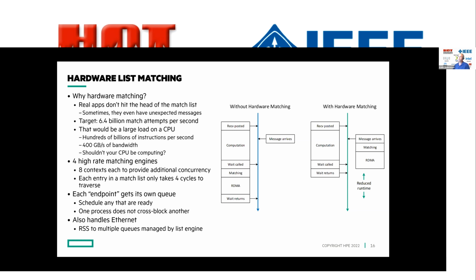We implemented that with 4 matching engines, each of which had a context to provide some additional concurrency. We can traverse a match list entry in only 4 cycles. So there's essentially a hardware implementation of match, and that latency is what it takes to walk down a linked list item. Each endpoint in libfabric terminology gets its own queue. A process can have multiple endpoints, and each of them is independently queued, and then you can schedule from the head of any of those queues, so you don't get cross-blocking between processes as they try to use those matching engines.